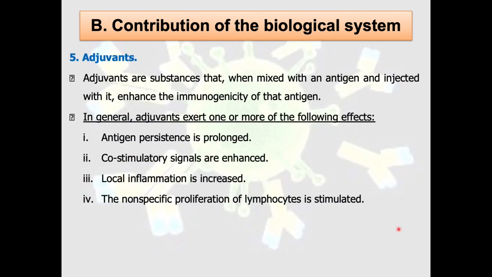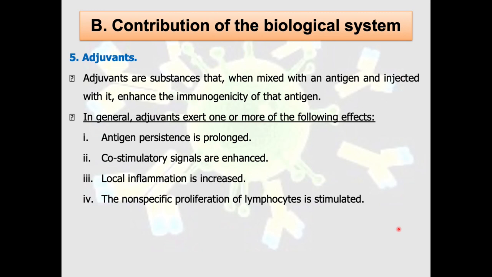And the last one is adjuvants. What are adjuvants? Adjuvants are substances that, when mixed with an antigen and injected with it, enhance the immunogenicity of the antigen. This is for human vaccines. Okay, combinations of antigens and adjuvants. And generally, adjuvants exert one or more of the following effects.